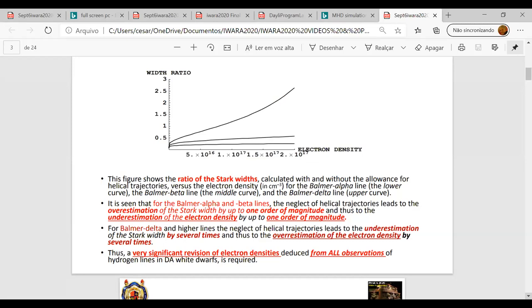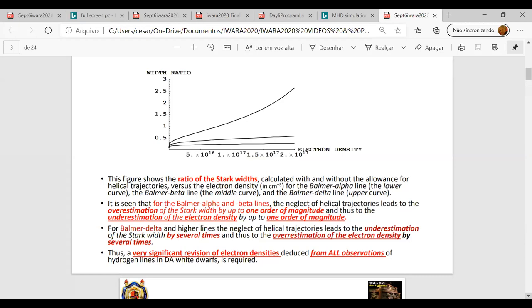Now, the situation is different for higher lines like Balmer delta and higher lines. If you use those lines, without taking into account the effect of helical trajectories of electrons, you would overestimate the electron density deduced from those lines by several times.